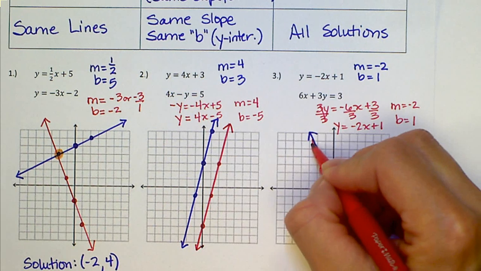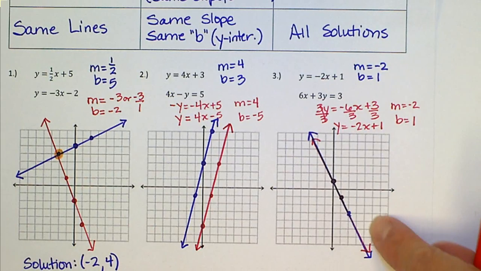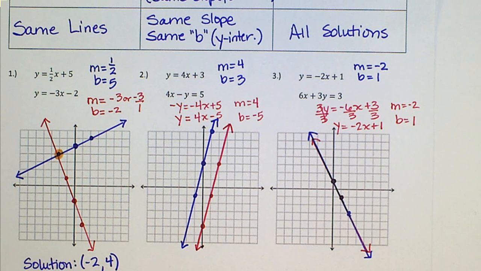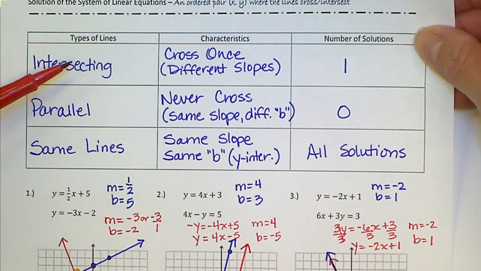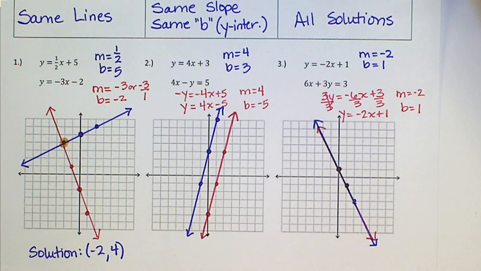So these two lines have all solutions because they cross at every single point. You have just seen an example of all three types. Intersecting was number 1, parallel was number 2, and same lines was number 3.